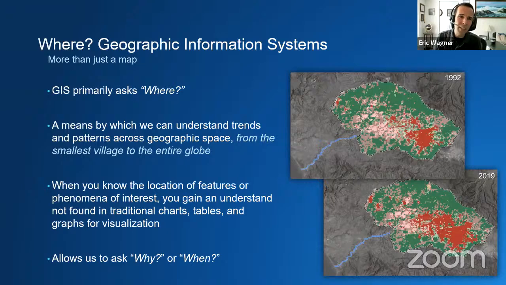But GIS eventually starts to ask more than just where, because once we start to ask where, we want to know why or when did that happen. So it just starts to open up more and more questions when we have this unique way of visualizing our data.